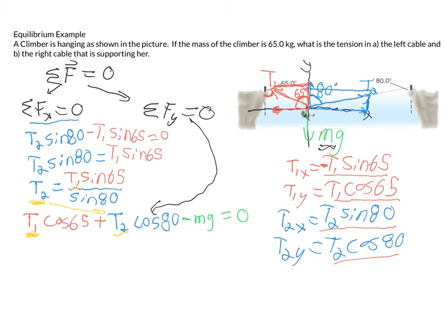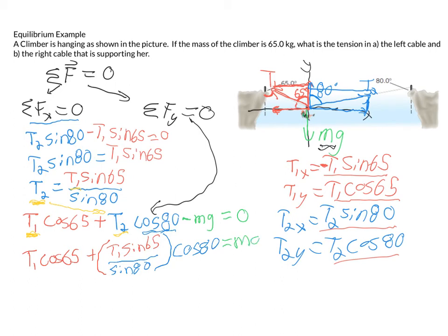So we don't mess with T1, so we still have T1 cosine 65 plus, and now we're doing the substitution. So instead of T2, I'm going to write what T2 is equal to up here. So we got T1 sine 65 divided by sine 80. That's all what T2 is, and we still have this cosine 80, don't forget about that. And to make it simpler, I'm going to move my mg to the other side, so minus mg becomes positive mg on the opposite side here. Okay?